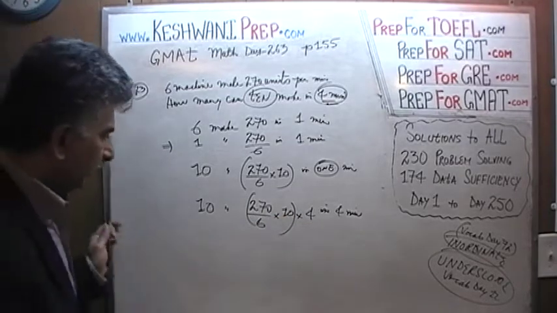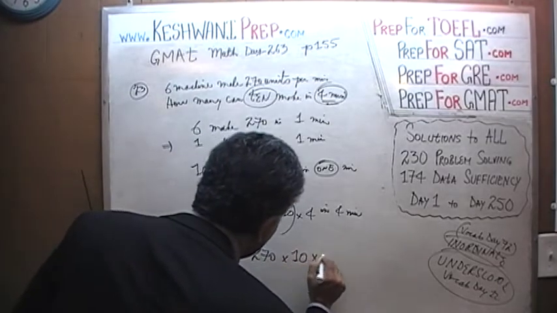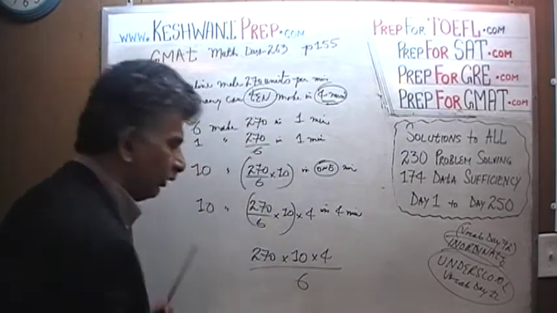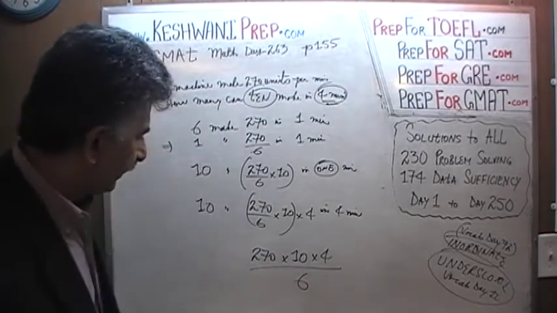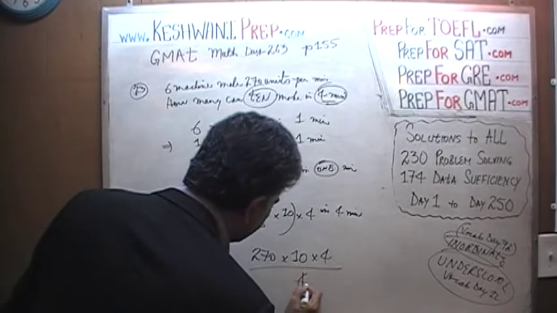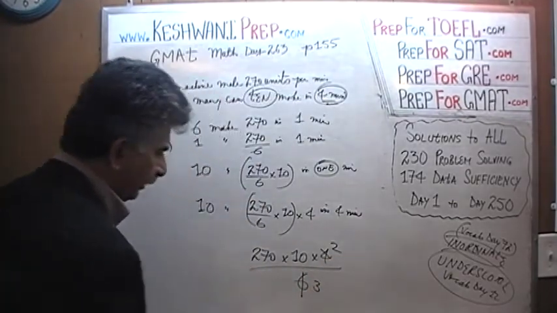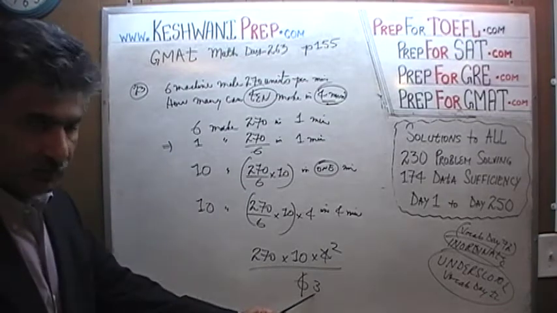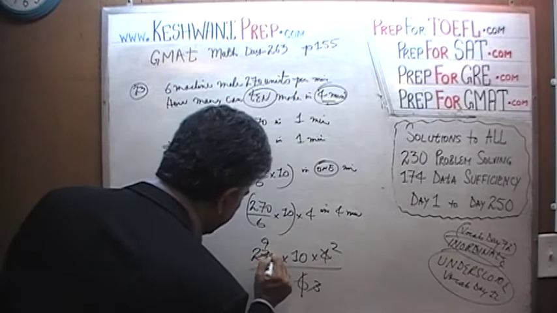Now we simplify it. So it's 270 times 10 times 4 over 6. Just simplify it and we are done. Let's divide top and bottom by 2. So this becomes 3 and this becomes 2. So I see 27 and I see 3 here. 27 can be divided by 3 9 times. So this 3 goes out and this becomes 9, and there we have a 0.